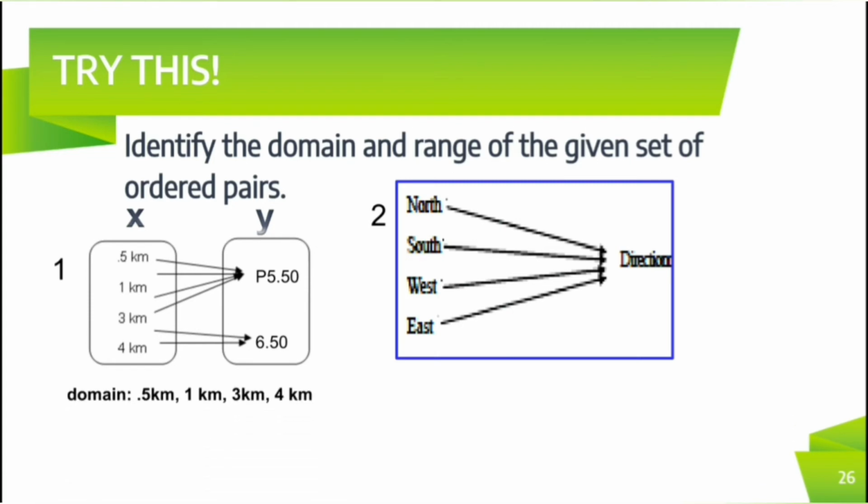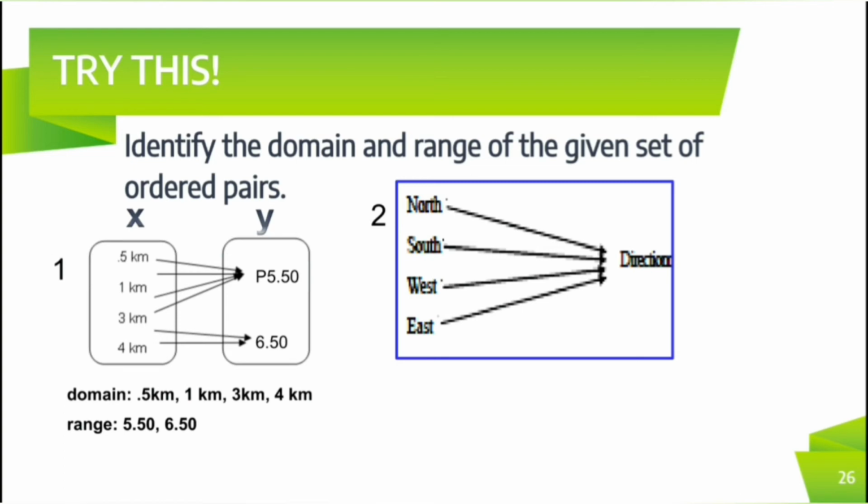Correct. The domain is 5 kilometer, 1 kilometer, 3 kilometer, and 4 kilometer. And the range are? Correct. 550 and 650. Ito po yung distance at saka po yung fare na binabayad pag sakay po tayo ng jeep.